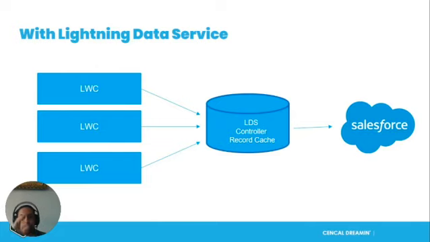So we can write many Lightning Web Components, and after that, we use Lightning Data Service. We talk with Lightning Data Service, and if it finds the information in our cache, it doesn't send a query to Salesforce to show us the data. Lightning Data Service can serve us and give us the information. Let's see an example.